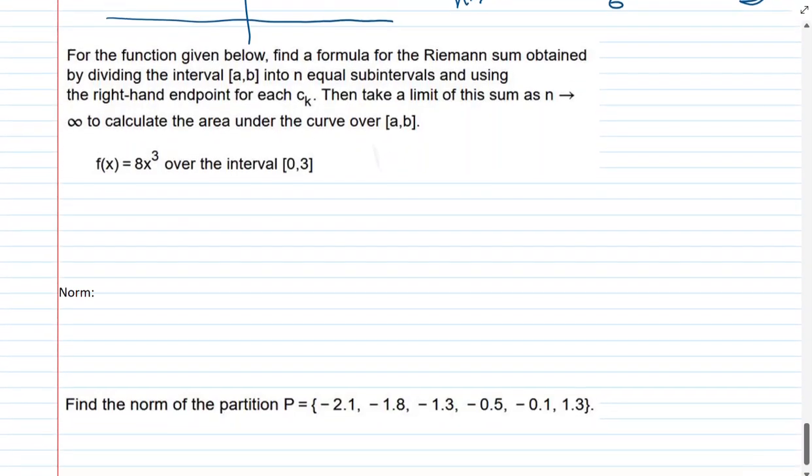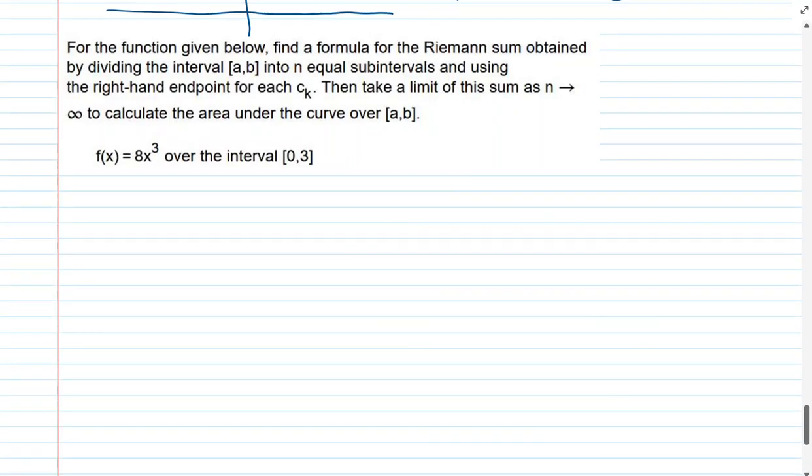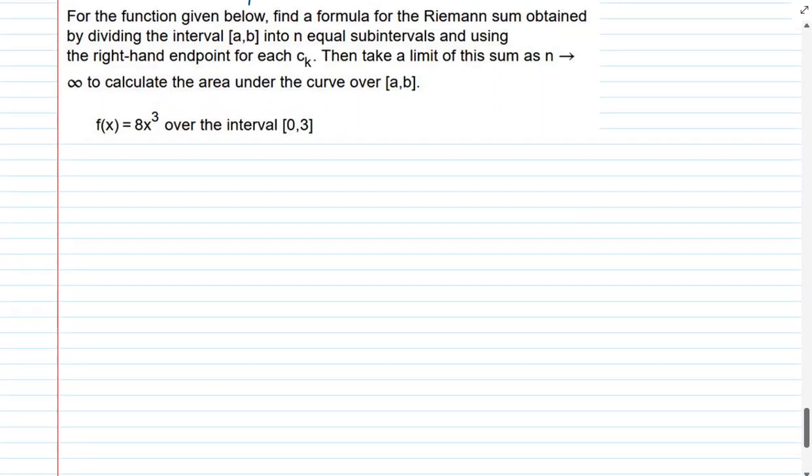Now this one's a humdinger. This one takes a lot of math because it's cubed, and we've got an 8. And so our first step is to calculate delta x, which is 3 minus 0 divided by n. So that is 3 over n. Now that's the biggest issue we have.